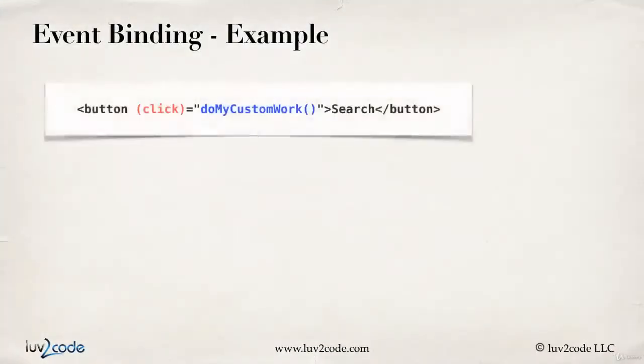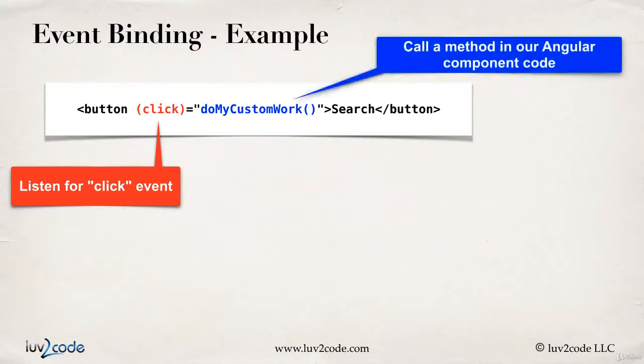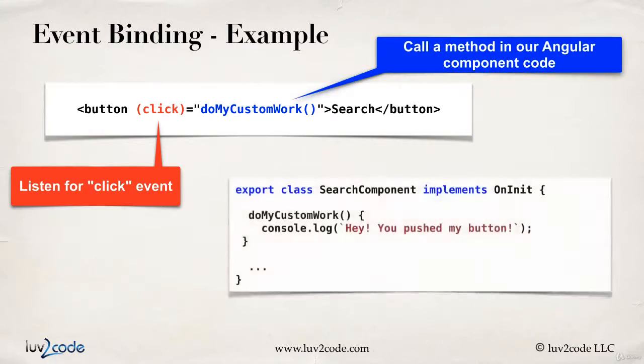Let's expand on this example further. So we have our button. We're listening for the click event. We'll call a method in our Angular component code. And so in our Angular code, there's the method do my custom work. So when they click on the button, it'll call our given method. In this example, we simply do a console.log saying, hey, you pushed my button. Don't push my buttons.